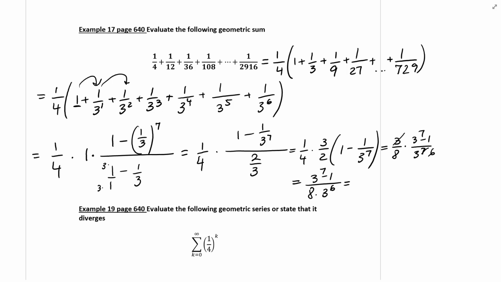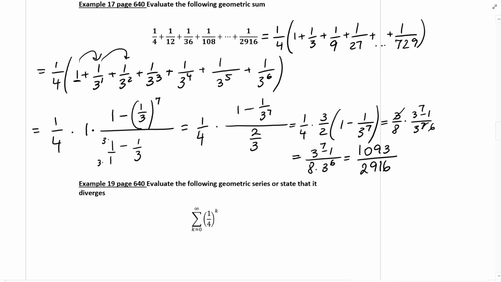So I got 1093 over 2916, which we can calculate in decimal form. Let's take a look at another one.